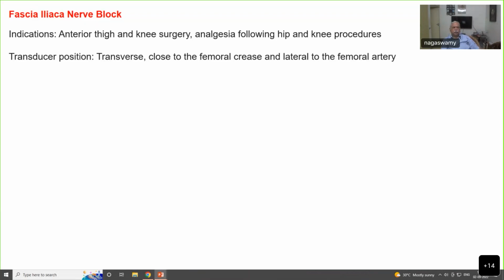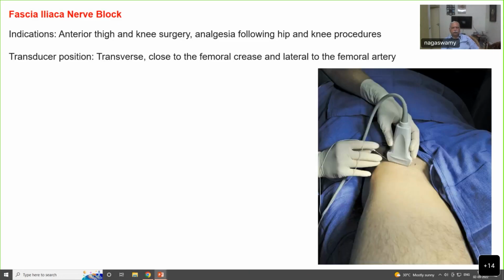So the transducer position is transverse, close to the femoral crease and lateral to the femoral artery. So this is how you keep the probe parallel to the inguinal ligament. And this is the infra-inguinal approach, which you will see later. So this is how you hold the probe and try to identify the structures.